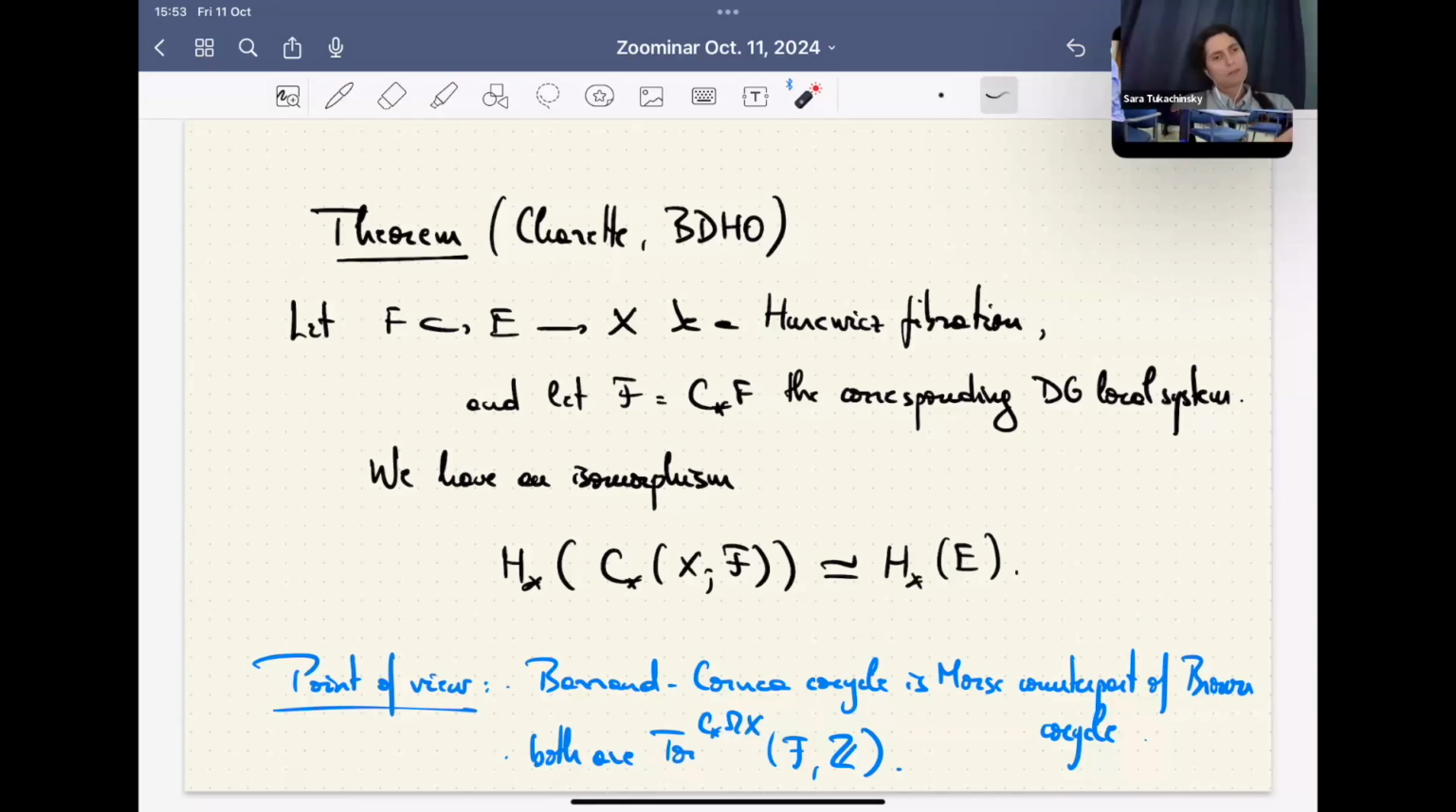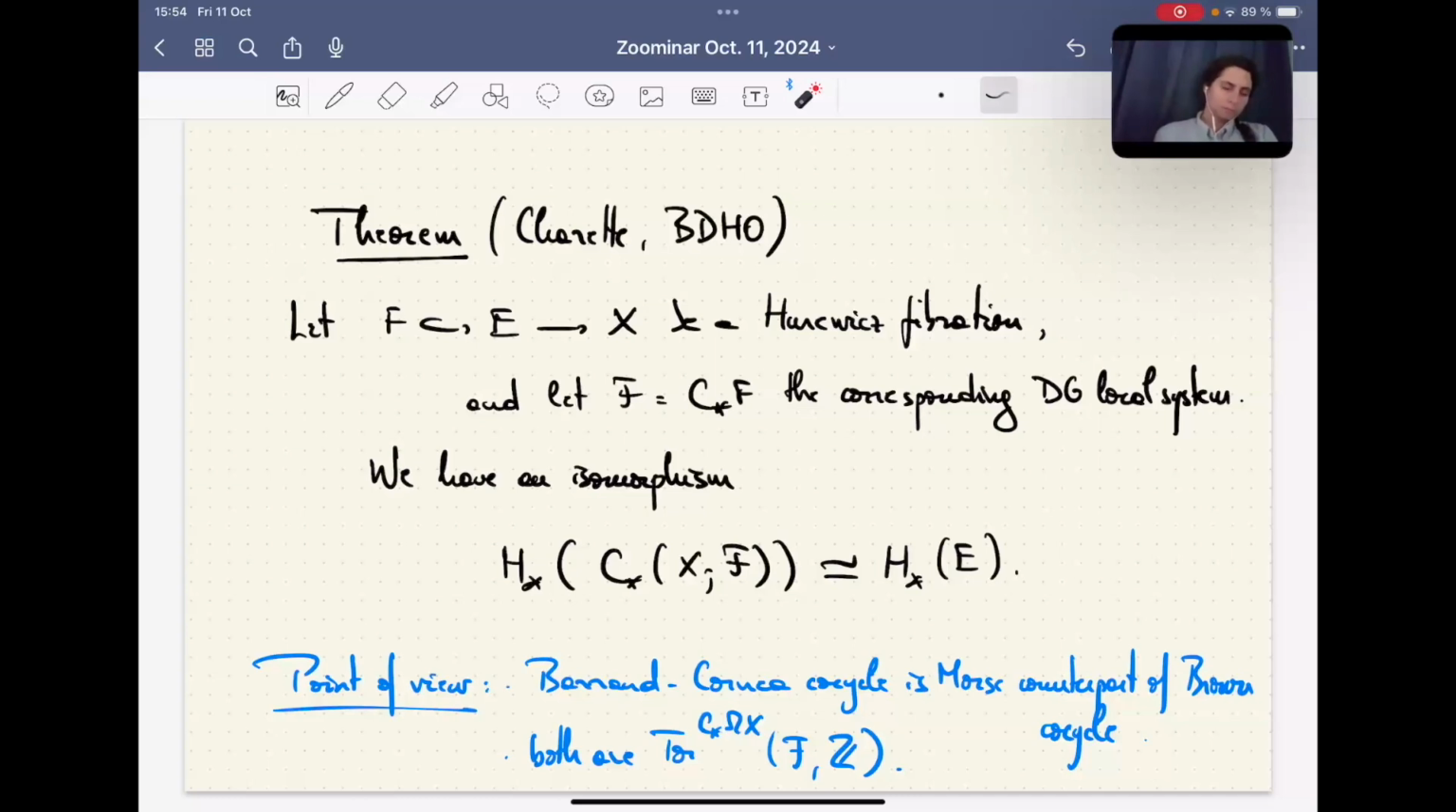And here the right-hand side is with coefficients in... No, Z? This is Z, yeah. Of course, I could also put further coefficients on E as well, and that would amount to tensoring whatever I have on X by something else, but yeah, indeed.